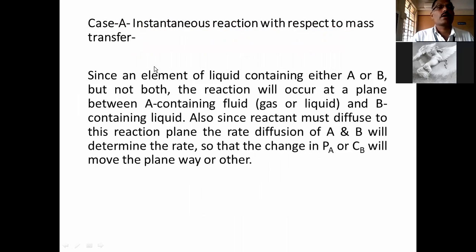So we see case A: since an element of liquid contains either A or B but not both, the reaction will occur at a plane between the A-containing fluid, gas or liquid, and the B-containing liquid. Also, since reactants must diffuse to this reaction plane, the rates of diffusion of A and B will determine the rate, so a change in PA or CB will move the plane one way or the other. This PA or CB is the concentration that changes.